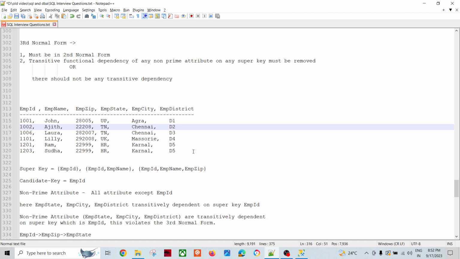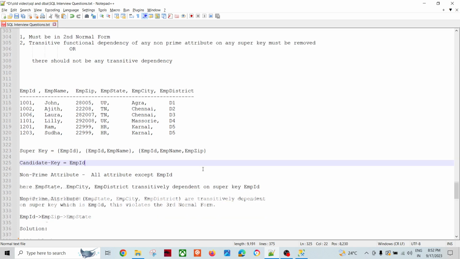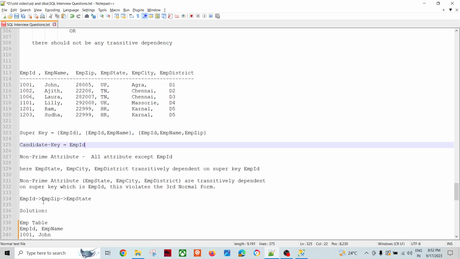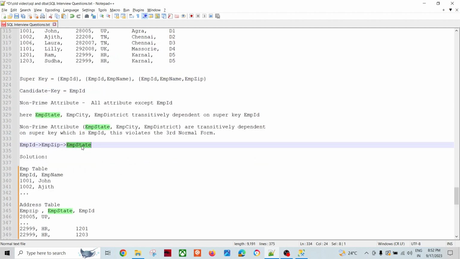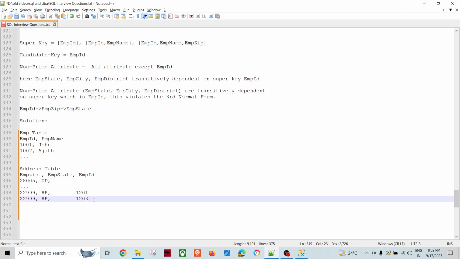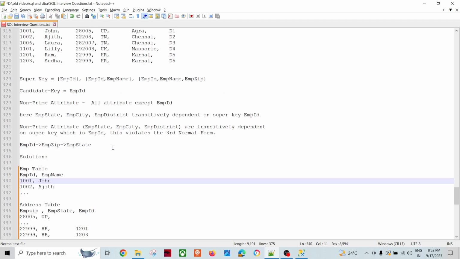To eliminate this transitive functional dependency, like employee state being determined by the employee zip and employee ID, the attributes should depend on the primary key itself, not on any other part of the super key. So we have come up with these two tables for the third normal form.